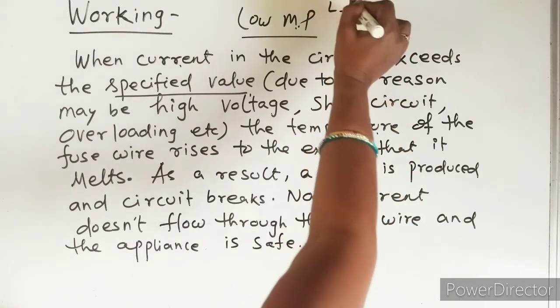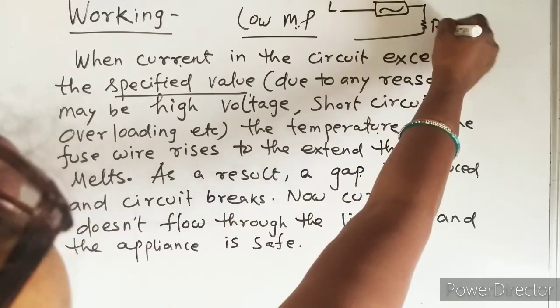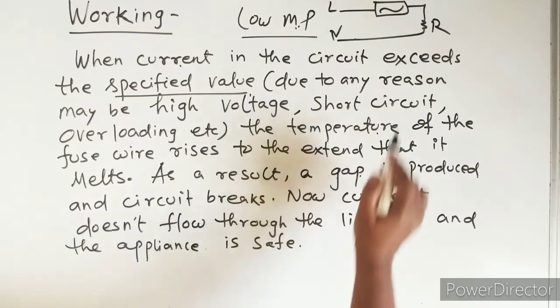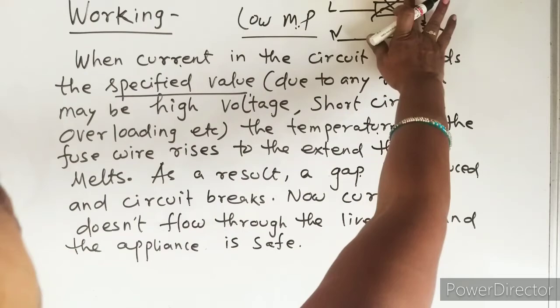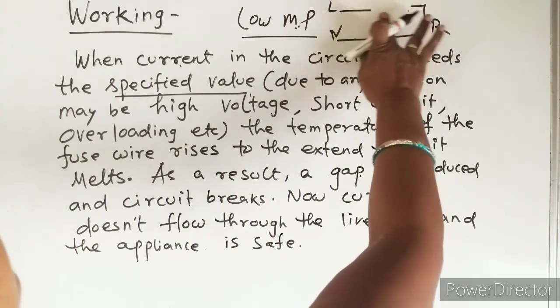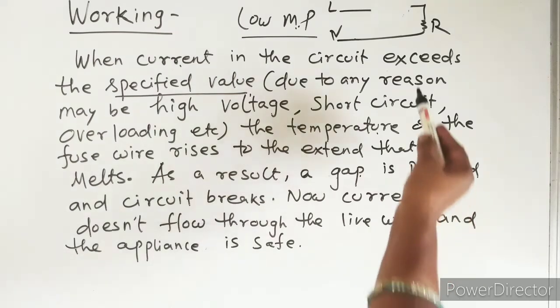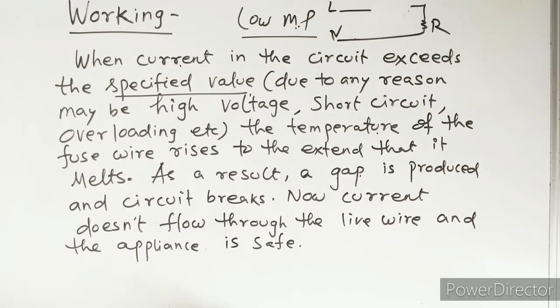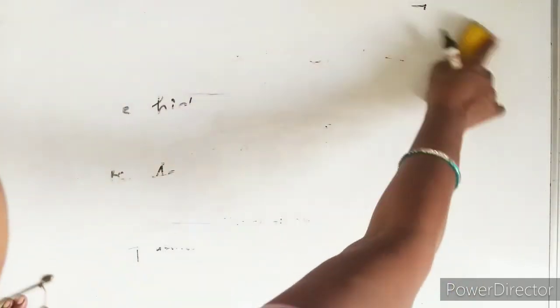See here, we have discussed the live wire, this one is the fuse, and here there will be appliances, let it be a resistance I have taken. When the current exceeds, the fuse will blow off. So now what will happen, a gap will be maintained. When the gap is maintained, this becomes an open circuit, and current does not flow through the live wire, and this appliance is safe now. Clear? Understood?